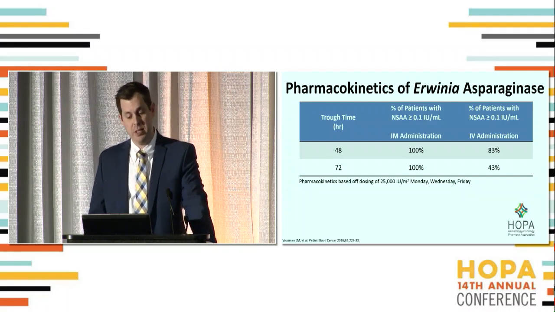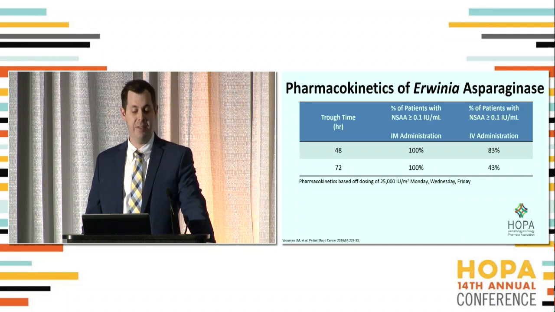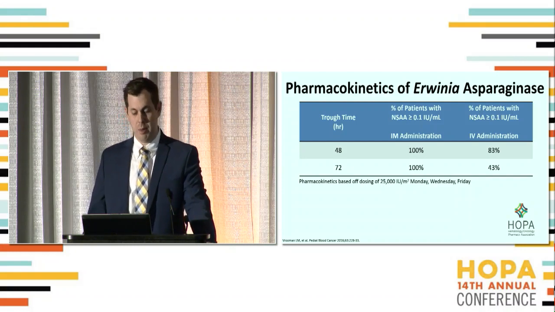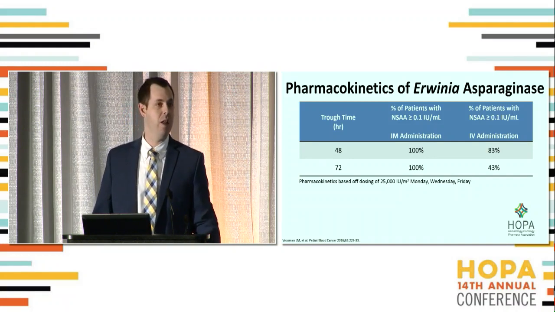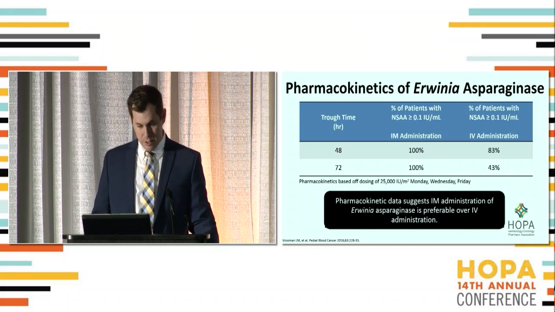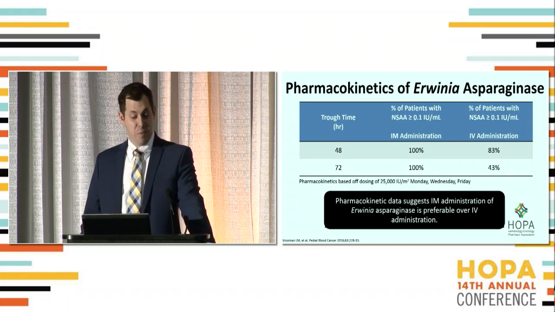They also looked at the percentage of patients with an asparaginase activity level of greater than 0.1 with IV administration, and they found definitely not as good data. 83%, which is still pretty good at 48 hours, but it had fallen off to 43% by hour 72. So pharmacokinetic data at this point does suggest that IM administration of Erwinia asparaginase is preferable over IV administration.